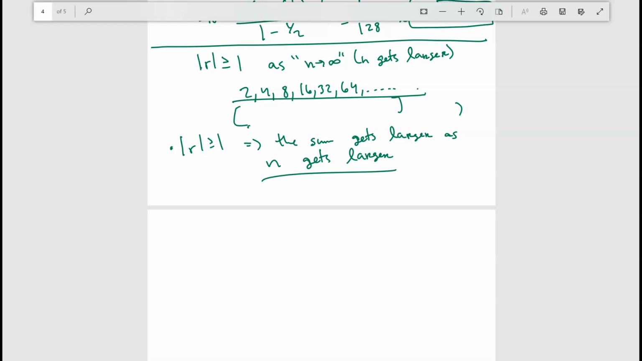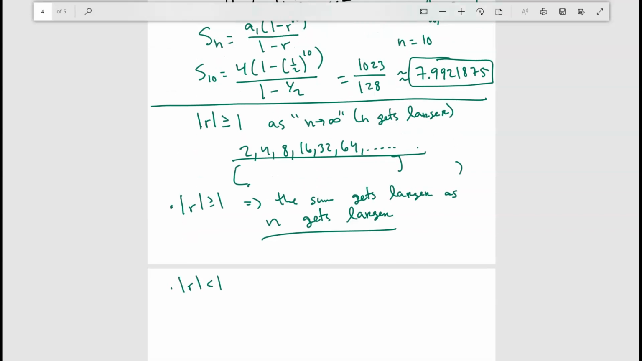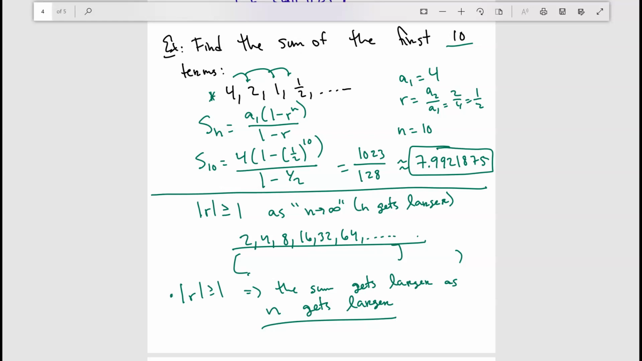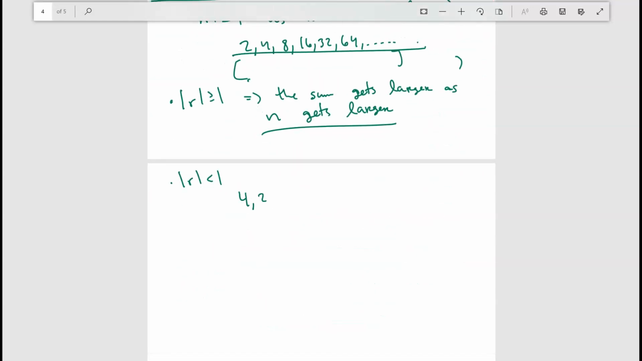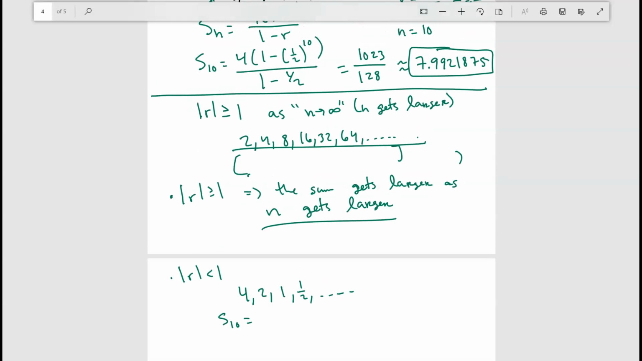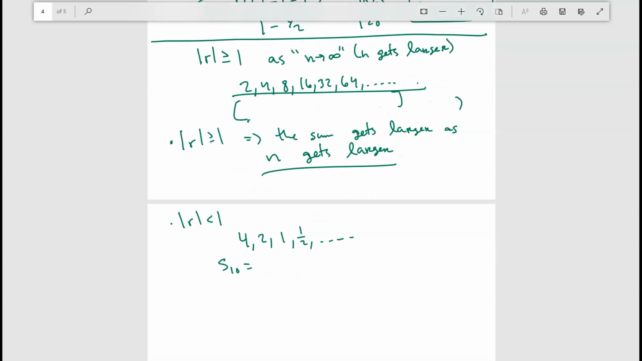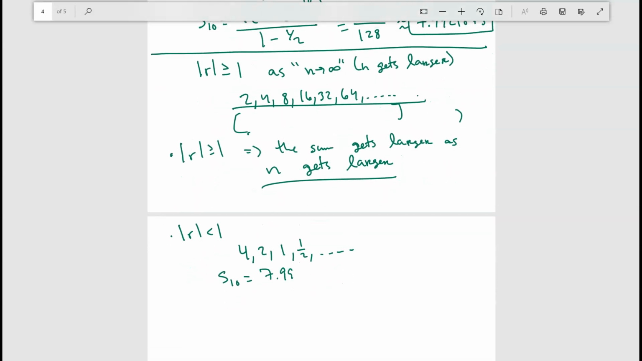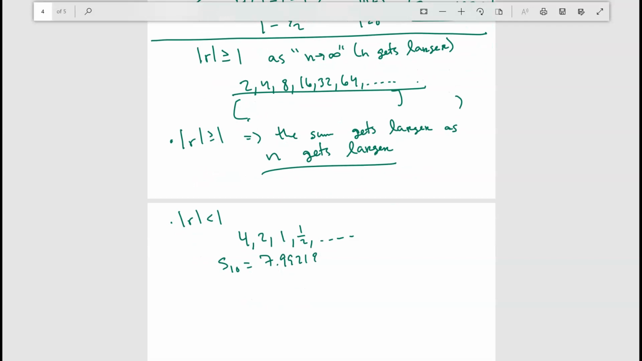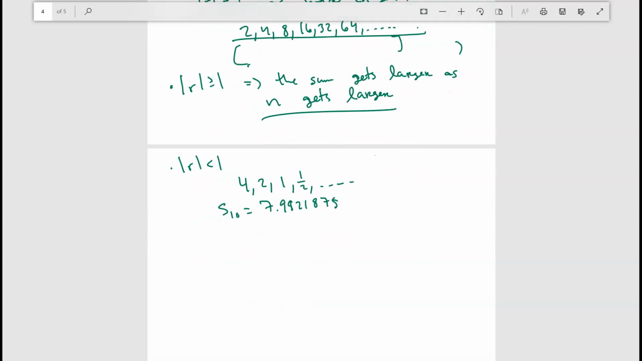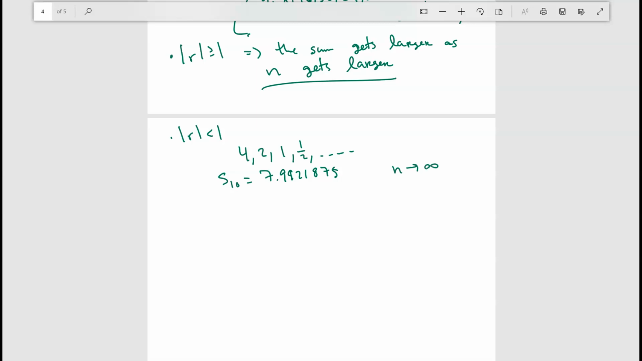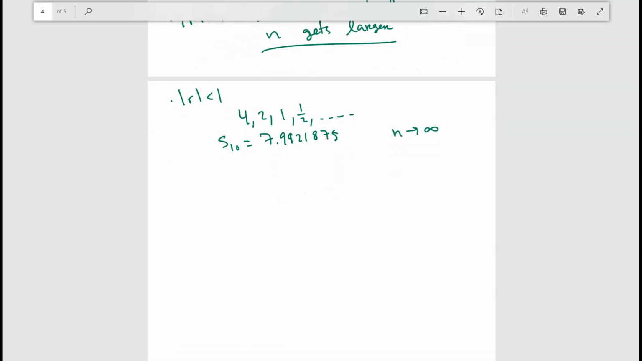Okay, now what happens when r is less than 1? Let's look at this example, 4, 2, 1, 1/2, and it continues on. We found out that the sum of the first 10 numbers was equal to 7.9921875. That's what we figured out. Now what happens when n gets bigger? Would this sum also get bigger, or what would happen?